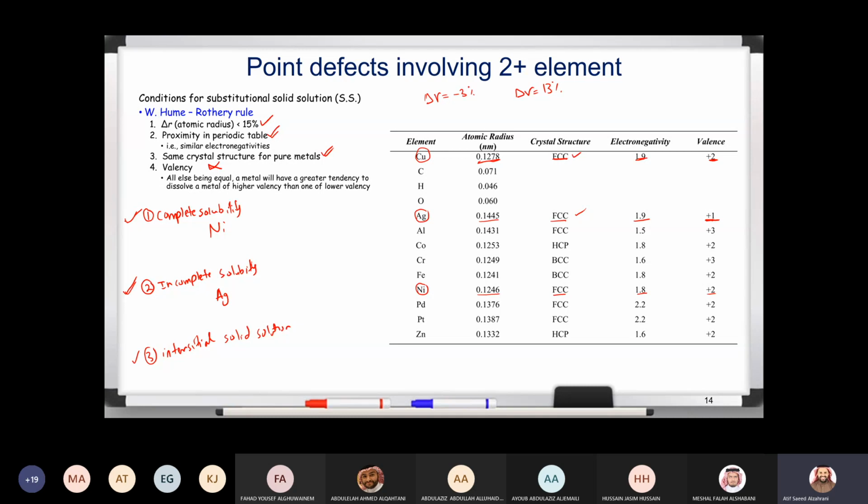And finally there is the interstitial case. We can take carbon as an example. Carbon, you see, is very small in size. If you calculate delta R, it will be -44%, so it's very small compared to the copper. In that case, the carbon is more likely to go into the interstitial sites.